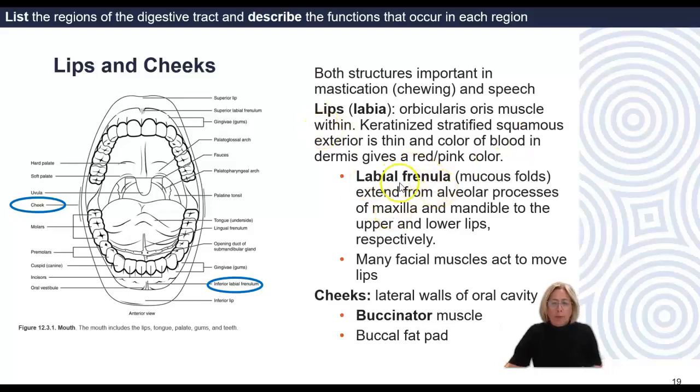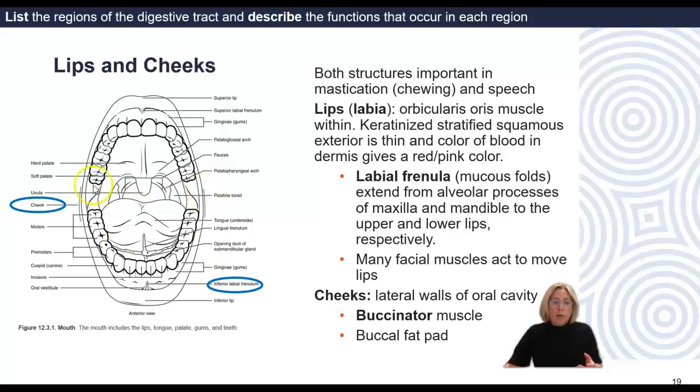The labial frenula, so one or more labial frenula, which are these mucosal folds, and you can see the inferior one here, extend from the alveolar processes of the maxilla and the mandible to the upper and lower lips respectively, and many facial muscles act to move the lips.